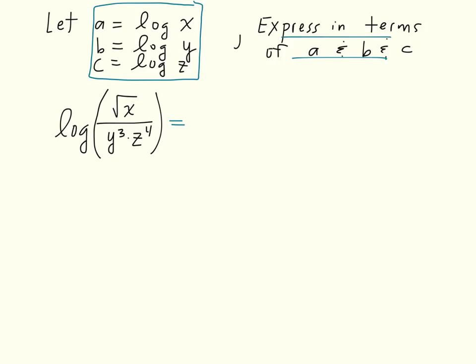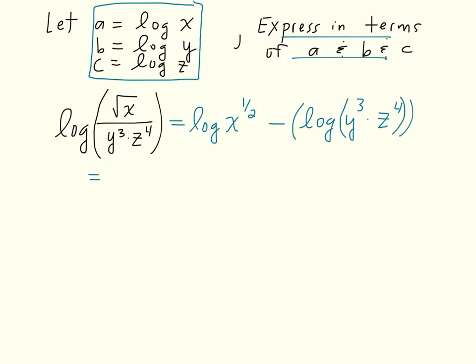So notice we first have the log of a quotient. That suggests that we're going to be able to rewrite this using the difference of two logs. That radical x, recall, is x to the 1/2 power. Then we're going to have minus. Now, there's a lot to subtract, so we're going to put a parenthesis here. We have the log of y cubed times z to the 4th. So we really have the log of this product.